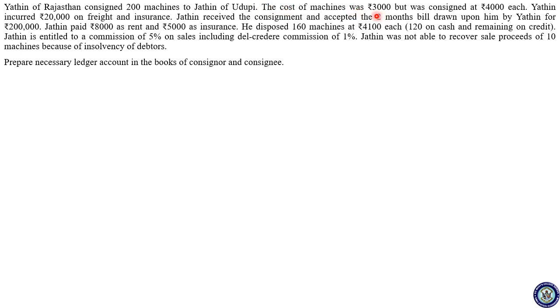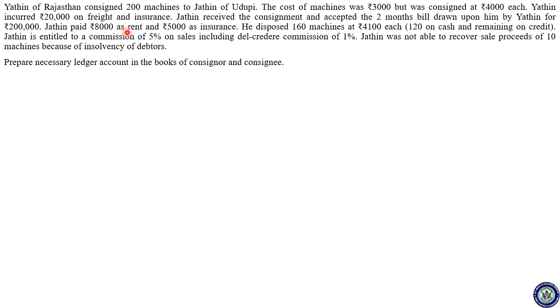The cost of the machine was 3,000. So one machine cost 3,000, but was consigned for 4,000. In the sense the actual cost is 3,000. They added a load of 1,000, load price of 1,000. They considered 4,000. Now what is the load price? So it is the difference of 1,000 each on 200 machines.